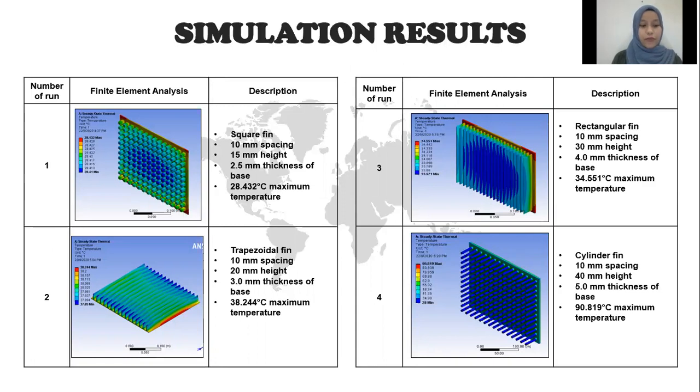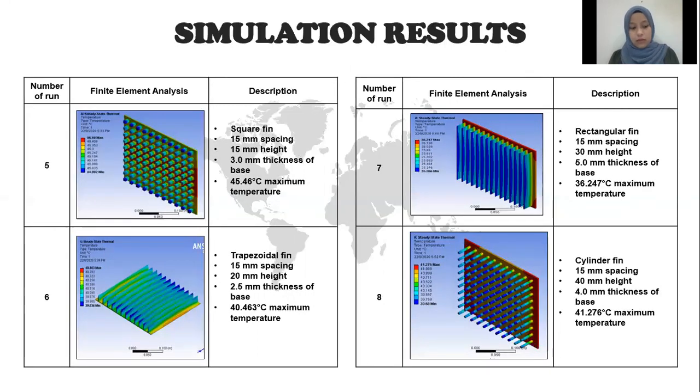The first design of heat sink had 28.432 degrees Celsius of maximum temperature. Second, heat sink achieved 38.244 degrees Celsius maximum temperature. Third heat sink had 34.551 degrees Celsius of maximum temperature. However, the maximum temperature of fourth heat sink is 90.819. Fifth heat sink had 45.56 degrees Celsius of maximum temperature.